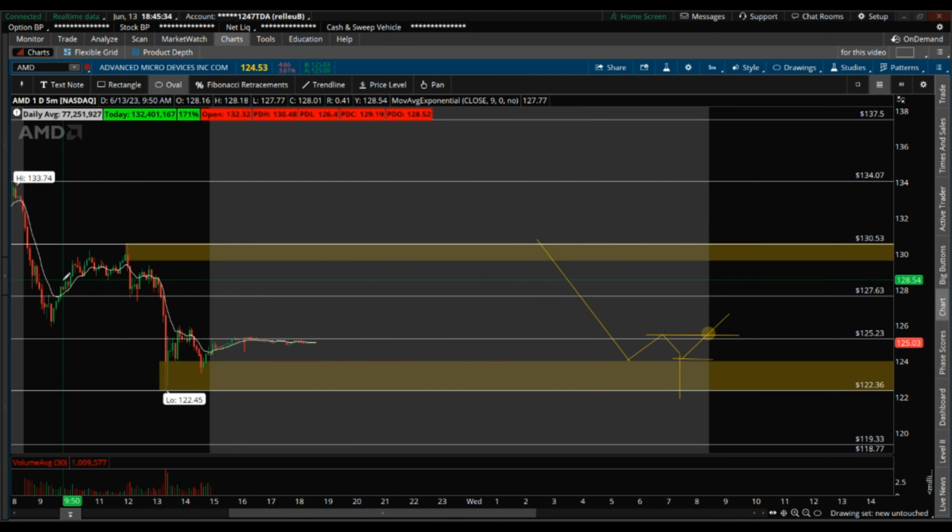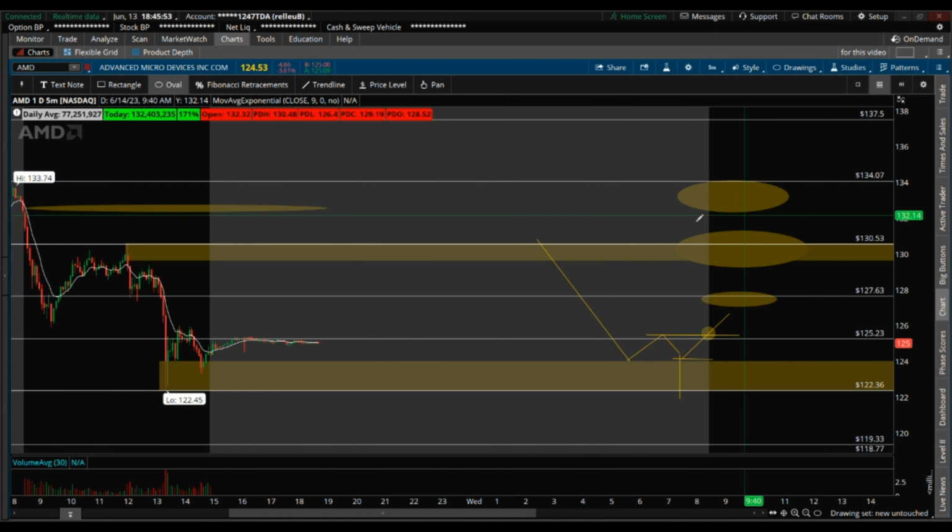Today's open is a lot of the time a really good farther out target. So right here would have been your first target, sorry, 127.63, selling some. Second target, selling some. Last target, selling some. So just for futuristic thinking.